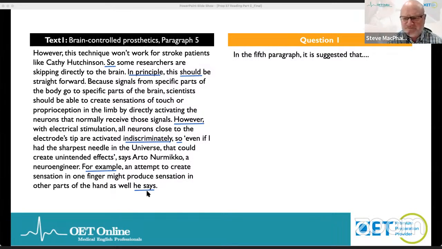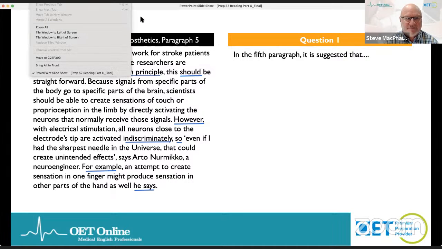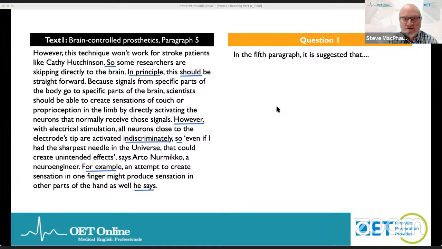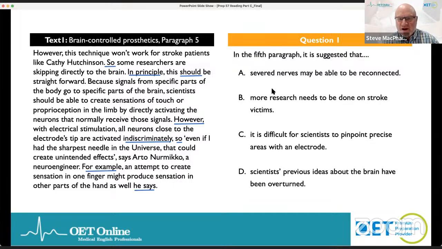So we've read the article. Now we've got to go through and decide what the answer is. I'll bring through some choices for us. What is suggested? Okay, we have a look at A. Severed nerves may be able to be reconnected. When we try to answer this, we have to try to find some sort of connection, so we've got to do a bit of searching. Severed nerves may be able to be reconnected. I don't remember reading that. Does anyone here remember reading that?